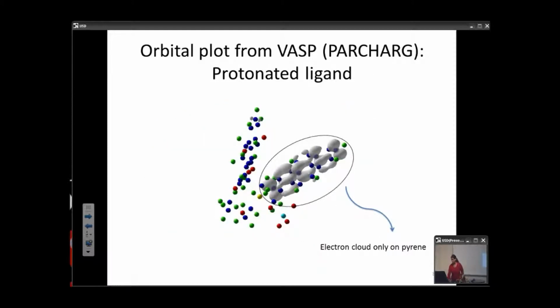But in the protonated ligand system, when we plotted the VASP orbital, there is no electron density around the anthraquinone. It is only in the pyrene, so there might not be a chance for it to luminesce.